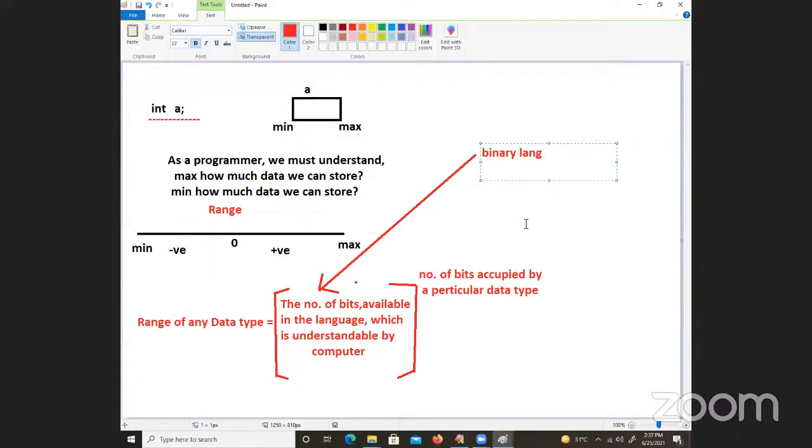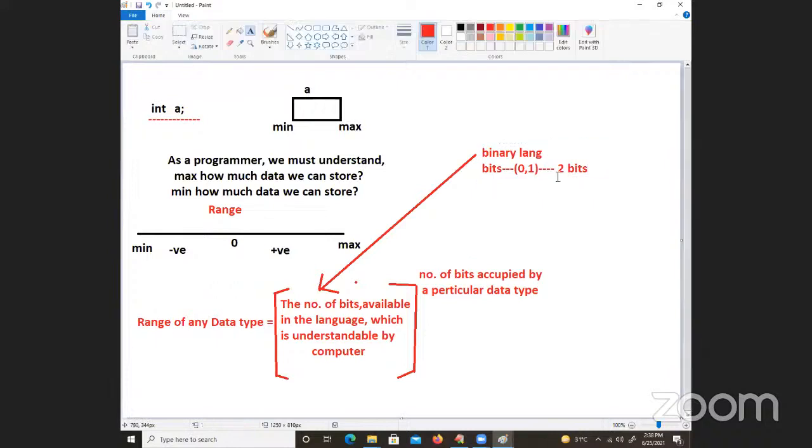How many bits are there in that? 0, 1. Totally how many bits are there? 2 bits are there. Because I'm giving you the most wonderful hidden points. These are the most important things to decide the range of the data type. So 2 bits are there, to the power of the number of bits occupied by the particular data type.